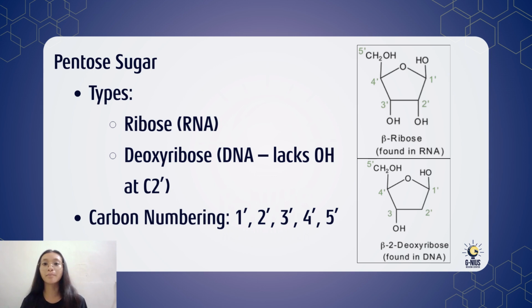Numbers with a prime, the apostrophe, like 1', 2', refer to sugar atoms, while numbers without a prime, without the apostrophe, only have a number. This refers to the nitrogenous base. That detail matters when we talk about bonding.